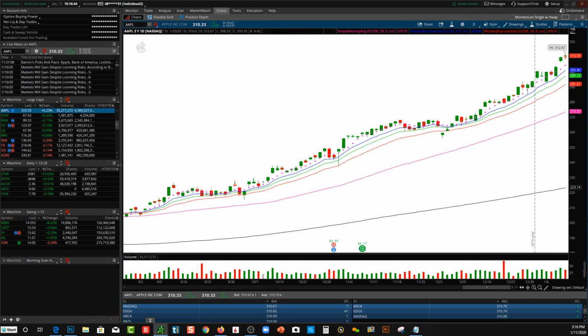Now, shorting is just the inverse of going long. You would sell high and then buy low to cover.